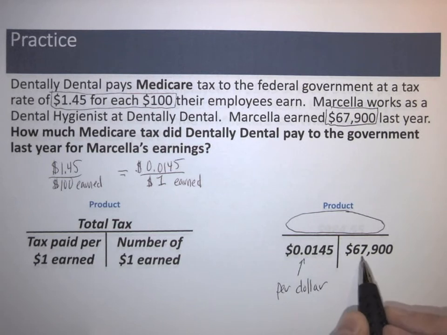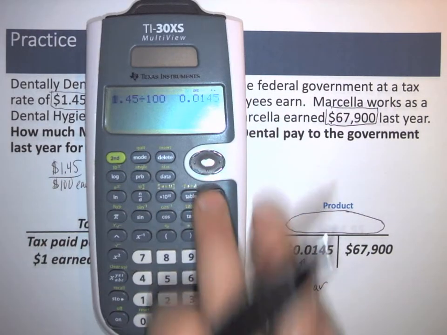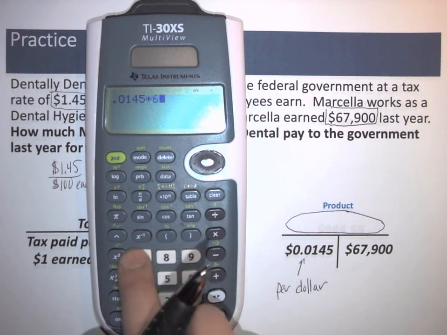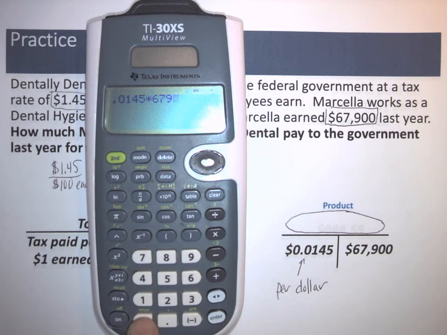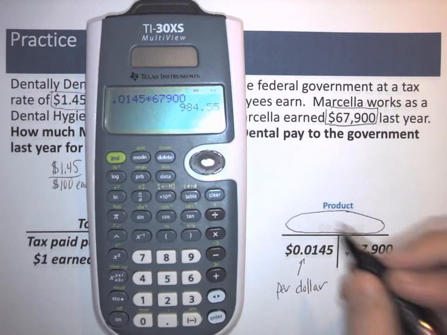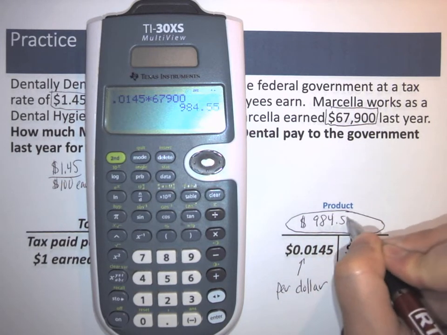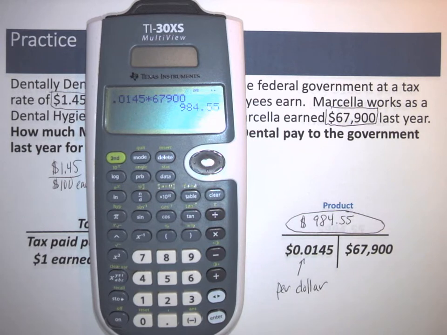And so really they paid $0.0145 times 67,900. So our product relationship just says I'm going to take the amount per dollar and multiply it by 67,900, and that means they paid $984.55 in Medicare for Marcella. And then I can use the inverse relationship to check and make sure that makes sense.